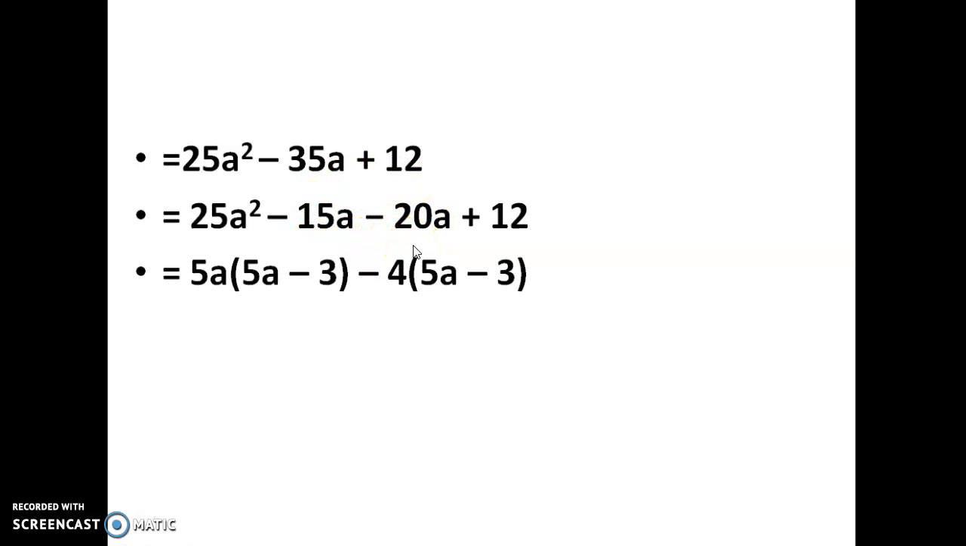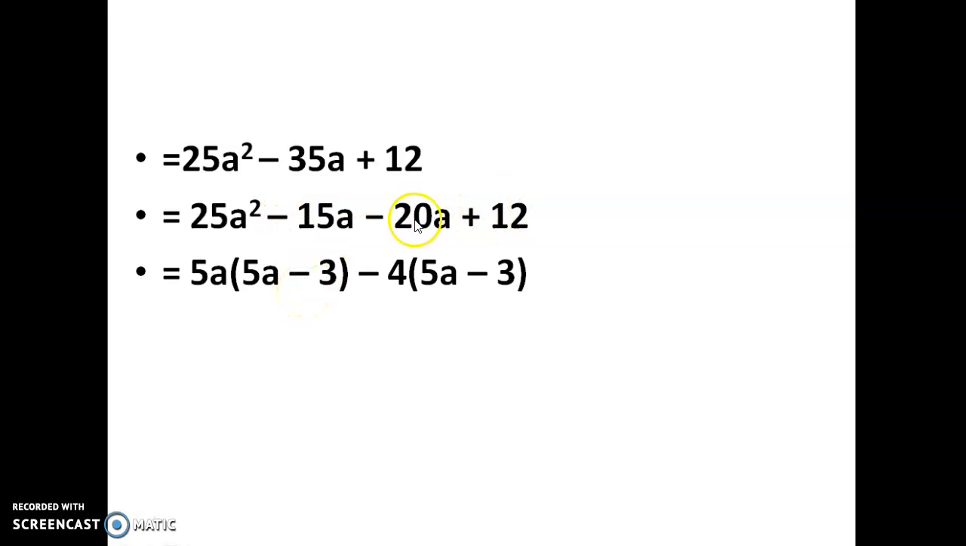So taking out the common factor now. In these two terms, what is common? 5a is common, so that is taken out of the bracket. Inside the bracket we will have 5a. Why? Because 5 into 5 is 25, and a into a is a square, so we get 25a square. That is why we are taking 5a outside. 5a into 3 is 15a. Here minus is there, so here also we should write minus.